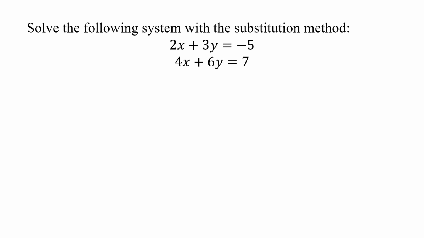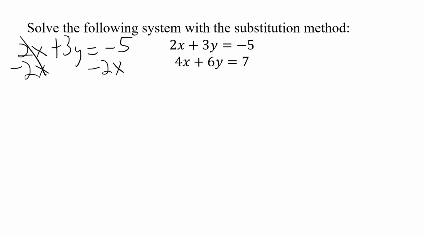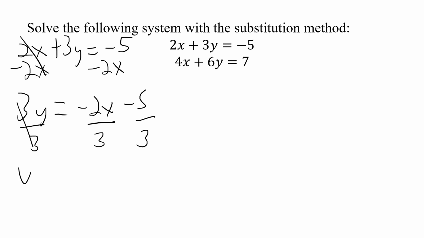Let's go ahead and try another one. I'm going to get the y on top by itself. So we have 2x plus 3y equals negative 5. To get the y by itself, I'm just going to subtract 2x from both sides. And we're left with 3y equals negative 2x minus 5. I'm going to divide everything by 3. So that y is now negative 2x over 3 minus 5 over 3.